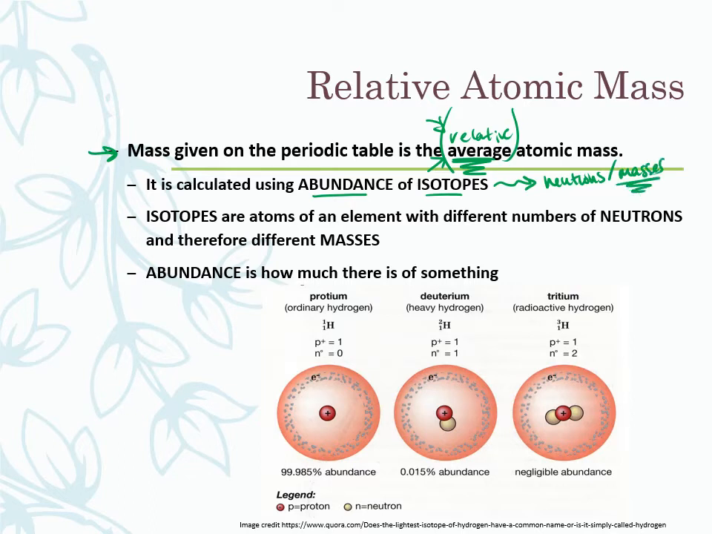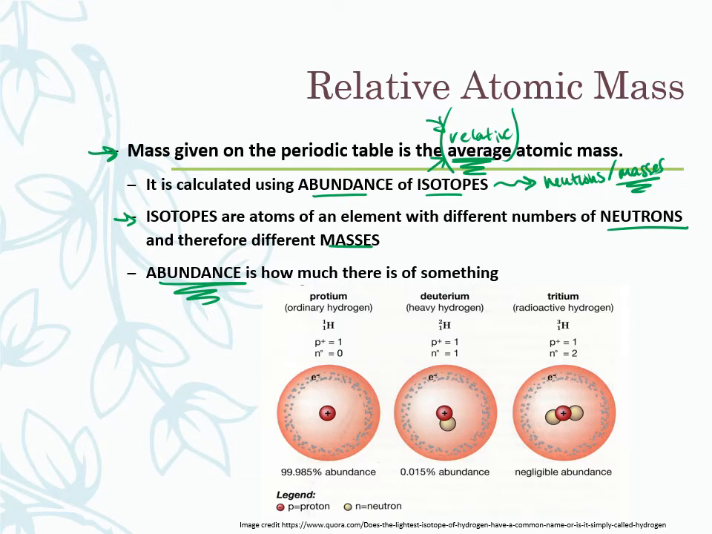We're going to take those different masses of the different isotopes and find the average. Isotopes are atoms of an element with different numbers of neutrons and therefore different masses. But I'm not going to just add them up and divide by the number of things, because I also want to consider how much of each isotope is present on the Earth. Abundance is how much of each isotope is present on the Earth.